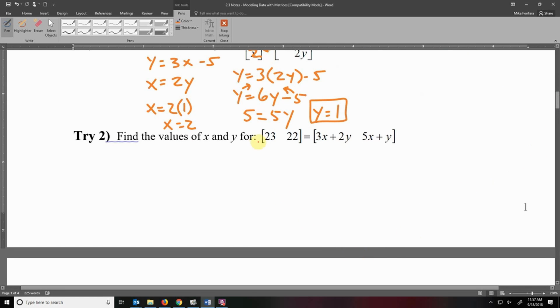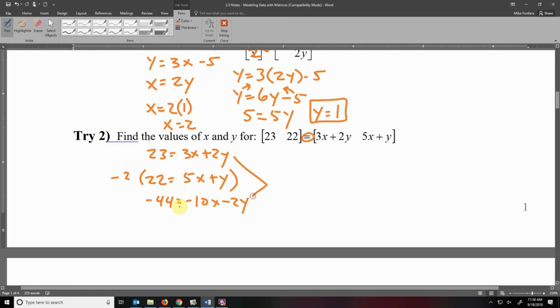Okay? Here is a 1 by 2 matrix and another 1 by 2 matrix. Corresponding elements are equal because it says they're equal. 23 equals 3x plus 2y, and 22 equals 5x plus y. Okay, there's multiple ways to solve this. I could use substitution, I could use elimination. Maybe if I multiply this one by negative 2, I would get negative 44 equals negative 10x minus 2y, and I can combine those two.